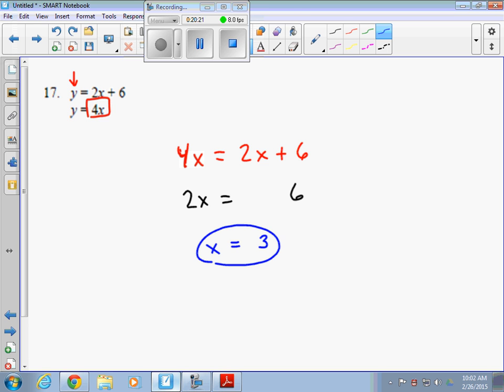Plug that back into the easier of the two equations. Again, y equals 4x is the easier one. Y equals 4 times x is now 3. Y is 12. X comma y, 3, 12 is the solution.